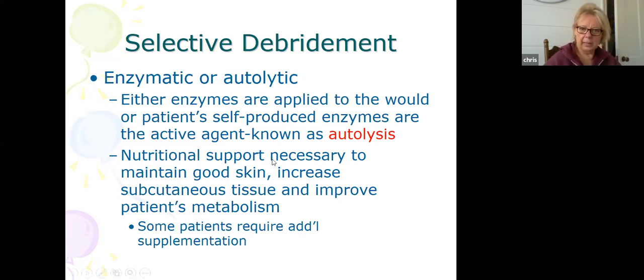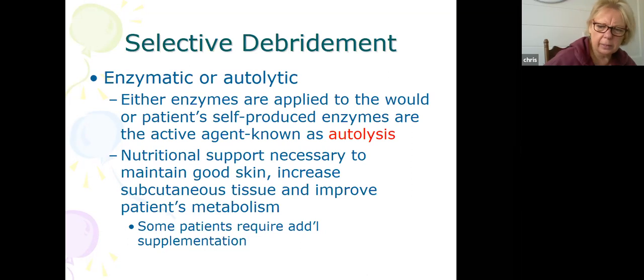Nutritional support. Again, you can't emphasize how important it is to have nutrition. Increase subcutaneous tissue to improve patients' metabolism. And as I said before, if they require IV feedings or parenteral feedings, or they require a tube, a catheter to feed them, then so be it, they need it. If not, they can take things like Ensure, and there are other products on the market that they can take.